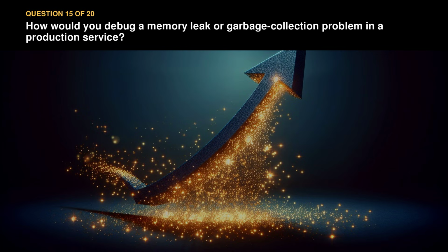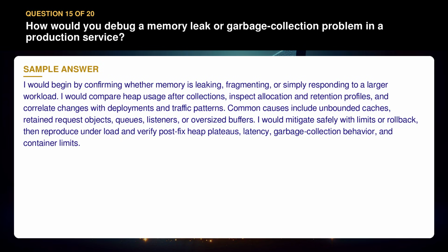Question 15. How would you debug a memory leak or garbage collection problem in a production service? I would begin by confirming whether memory is leaking, fragmenting, or simply responding to a larger workload. I would compare heap usage after collections, inspect allocation and retention profiles, and correlate changes with deployments and traffic patterns. Common causes include unbounded caches, retained request objects, queues, listeners, or oversized buffers.